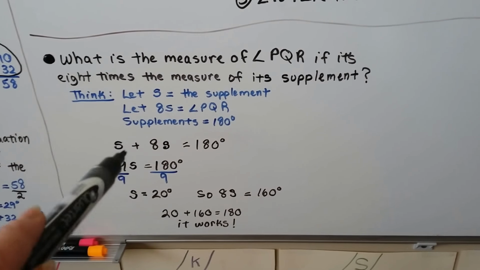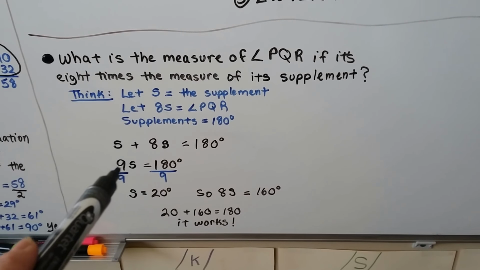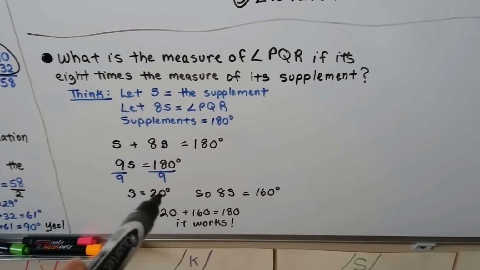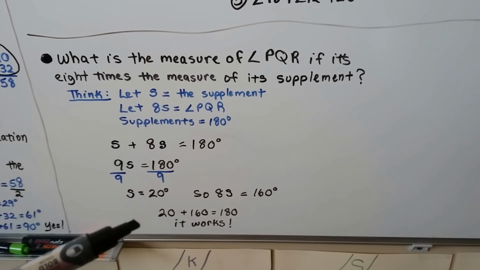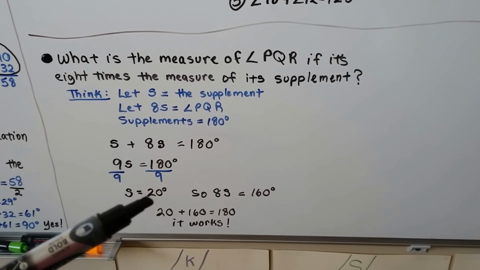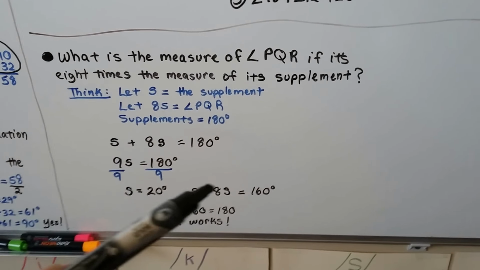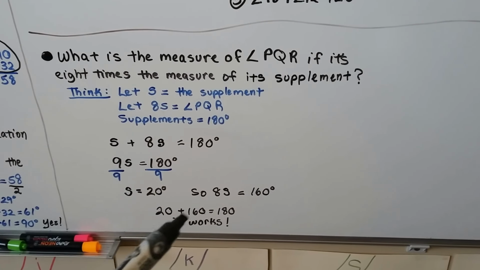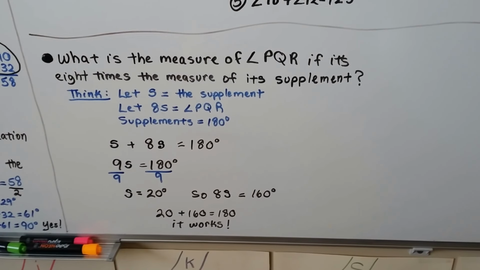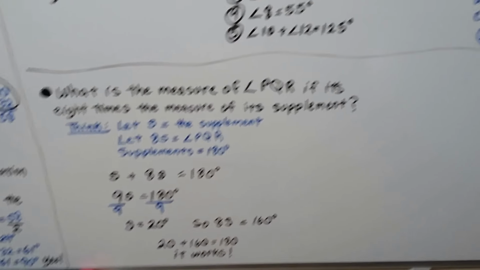We divide both sides by the coefficient 9 to get the S alone, and we end up with a giant 1 here. 1S equals 20 degrees. So we know that the supplementary angle is 20 degrees, so this angle, PQR, is 8 times that. 8 times 20 is 160, and 20 plus 160 is 180, so it works. See? It's just using logic and common sense, isn't it? And the rules that we know.